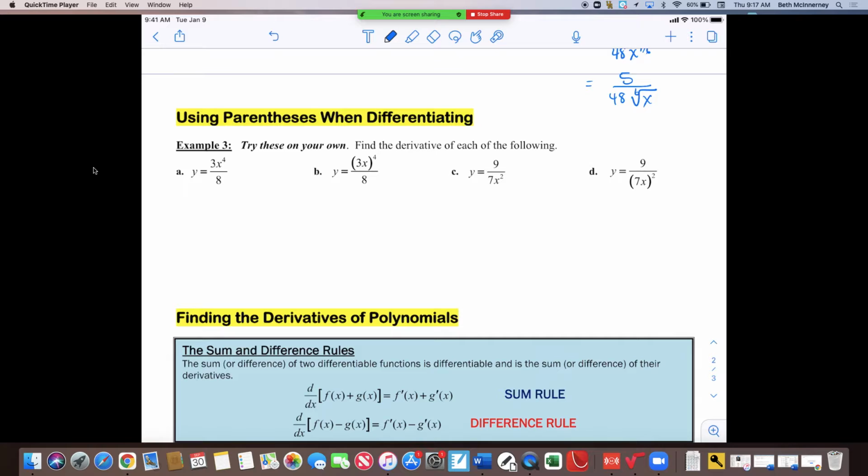Remember, these have to be in power form before you can find the derivative. Now, when I say power form, it is x to a power, not a 3x to a power. It has to be an x to a power. So a few of these you have to rewrite.